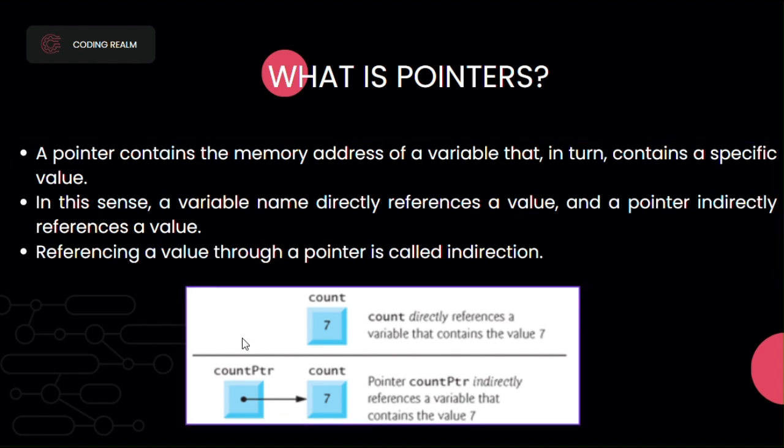Look at this example. For example, I have a variable count. Count directly refers to a variable that contains the value 7. But here I need to use a pointer. I named it countPtr. countPtr indirectly refers to a variable that contains the value 7. The value of the variable count is 7.